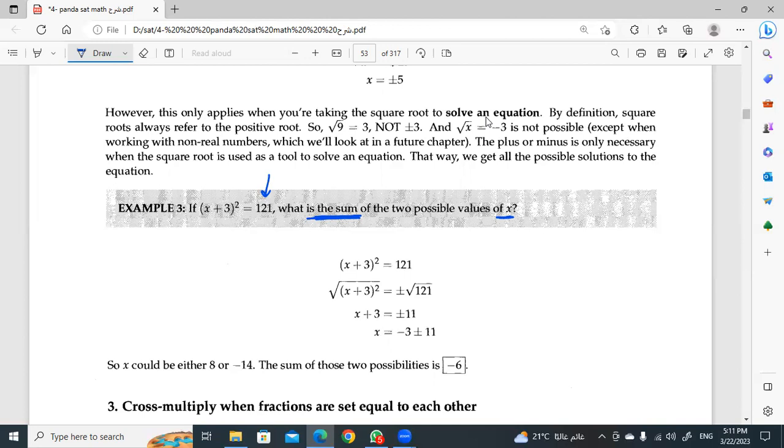Okay. So right now I have to get rid of this. I have to get rid of the square. I can get rid of the square by taking the square root of both sides. But first of all, I will put a square root in here. And here I have a number, so I'll put positive or negative square root.